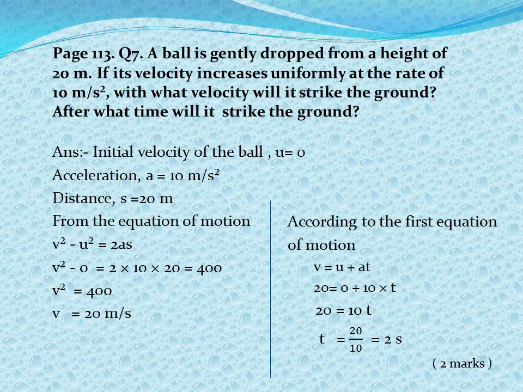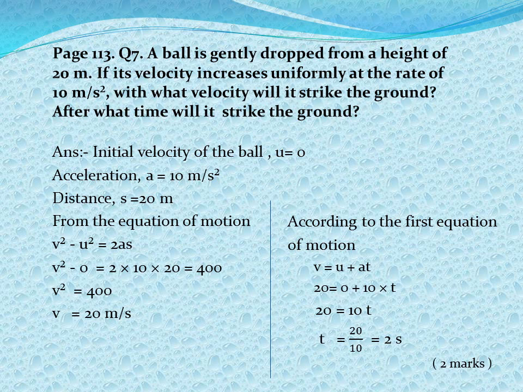Page number 113, question number 7. A ball is gently dropped from a height of 20 meters. If its velocity increases uniformly at the rate of 10 meters per second squared, at what velocity will it strike the ground? After what time will it strike the ground? Answer: initial velocity of the ball u equals 0, acceleration a equals 10 meter per second squared, distance s equals 20 meter.